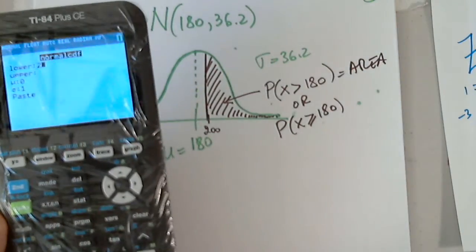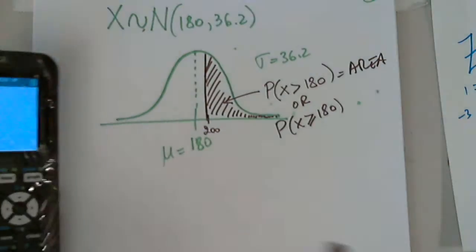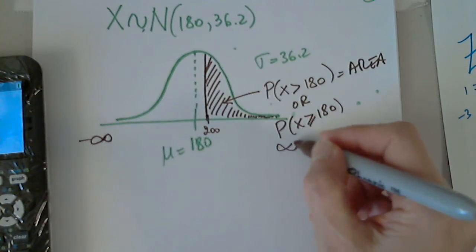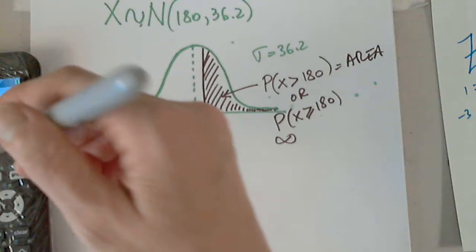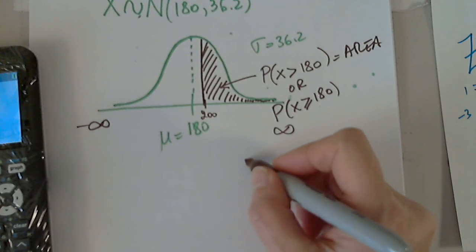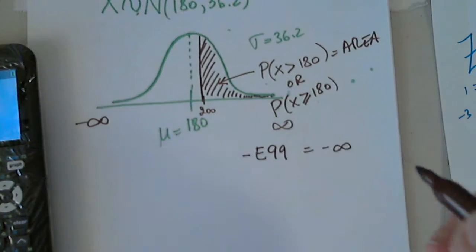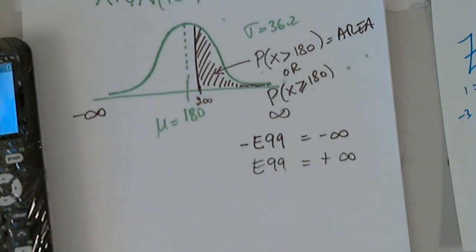It's 200. So put 200. Then the upper limit. If you remember, we said this will be roughly negative infinity in this direction and positive infinity in this direction. How do we present that in the calculator? So we write negative E99 for negative infinity and E99 for positive infinity.